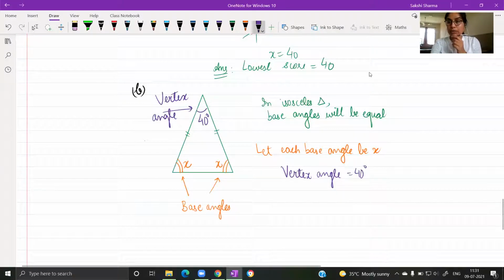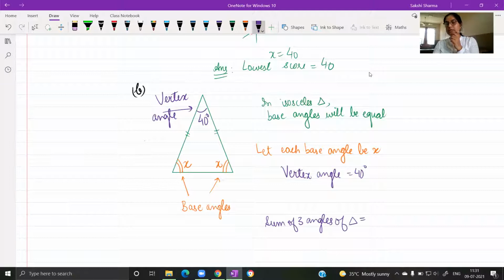Now we will use the fact given to us in the bracket. They have given you a hint in the bracket: what is the sum of the three angles of a triangle? 180 degrees. So the sum of the 3 angles of a triangle is equal to 180 degrees. This is a fact we know about a triangle. Whatever be the shape of the triangle, any type of triangle, the sum of 3 angles is always 180 degrees.